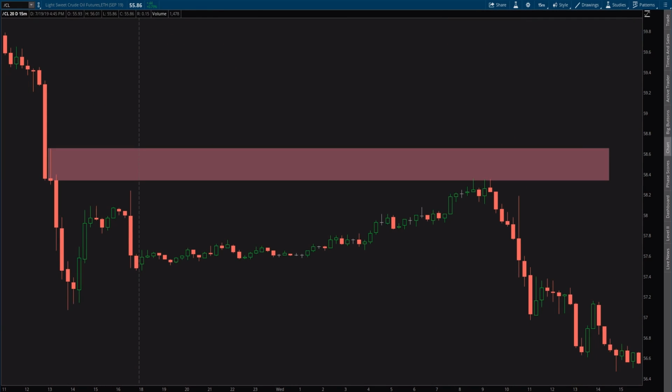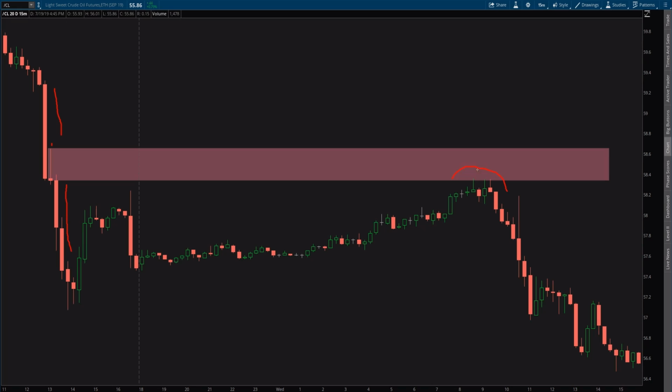Here's another example. Now this is a 15-minute supply zone, so we get a nice drop, then we get a basing candle right here, followed by another nice drop. So I draw the zone from the bottom of the basing candle, the bottom of the body, to the top of the wick, and as you guys can see, price then rejected right here.